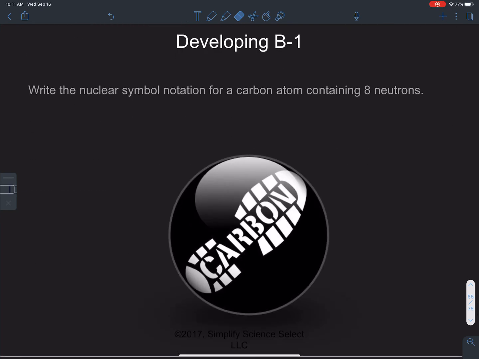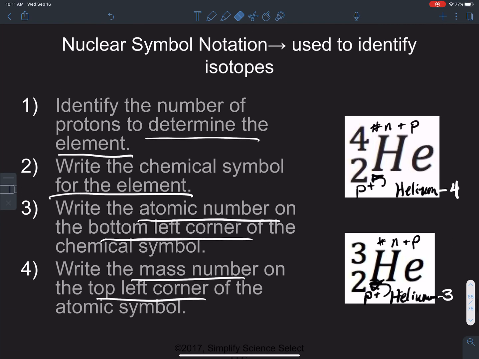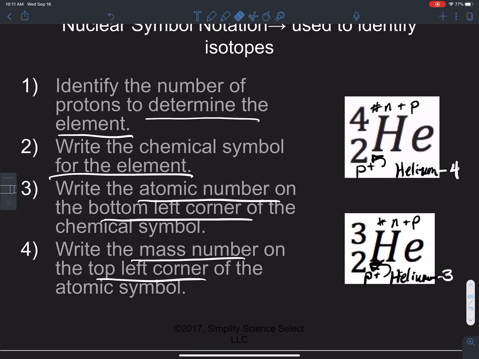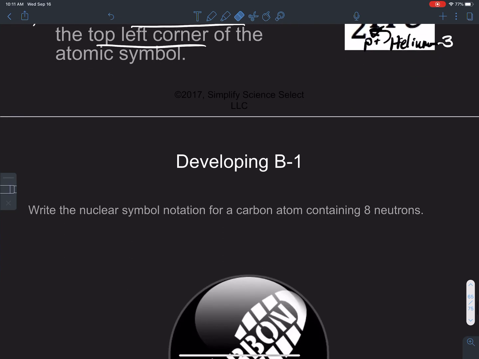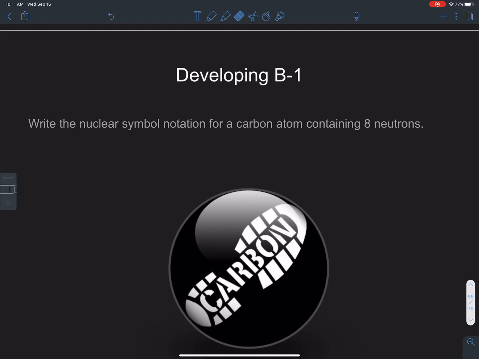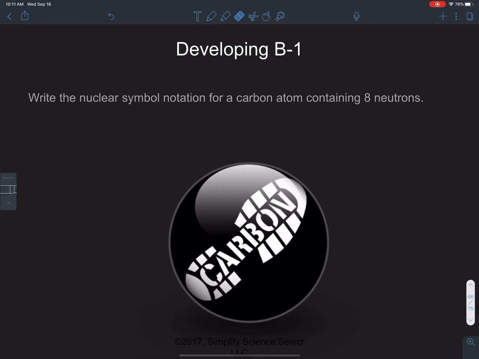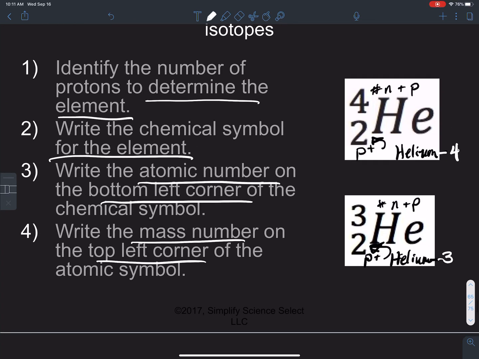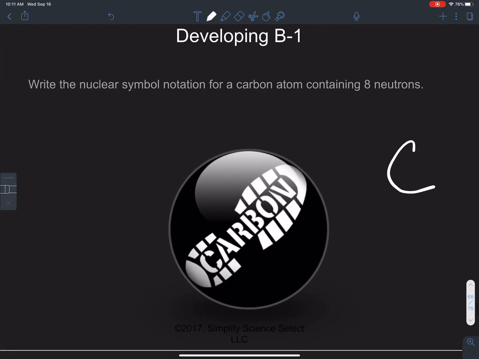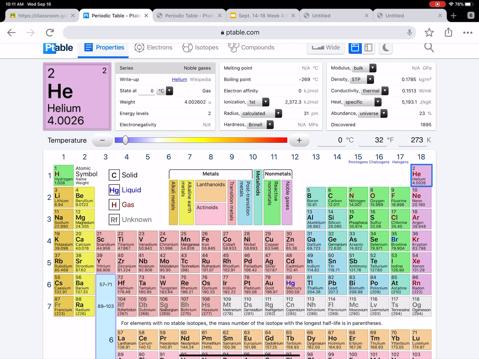So a practice problem: let's write the nuclear symbol notation for carbon. The first thing we want to do is identify the number of protons to determine the element. Well, we've already told you that it's carbon, so number 2, we're going to write the symbol for carbon. And the carbon symbol is C. Then the next step is to write the atomic number on the bottom left corner. So I'm going to go to my periodic table just to verify. And it looks like my atomic number is a 6.